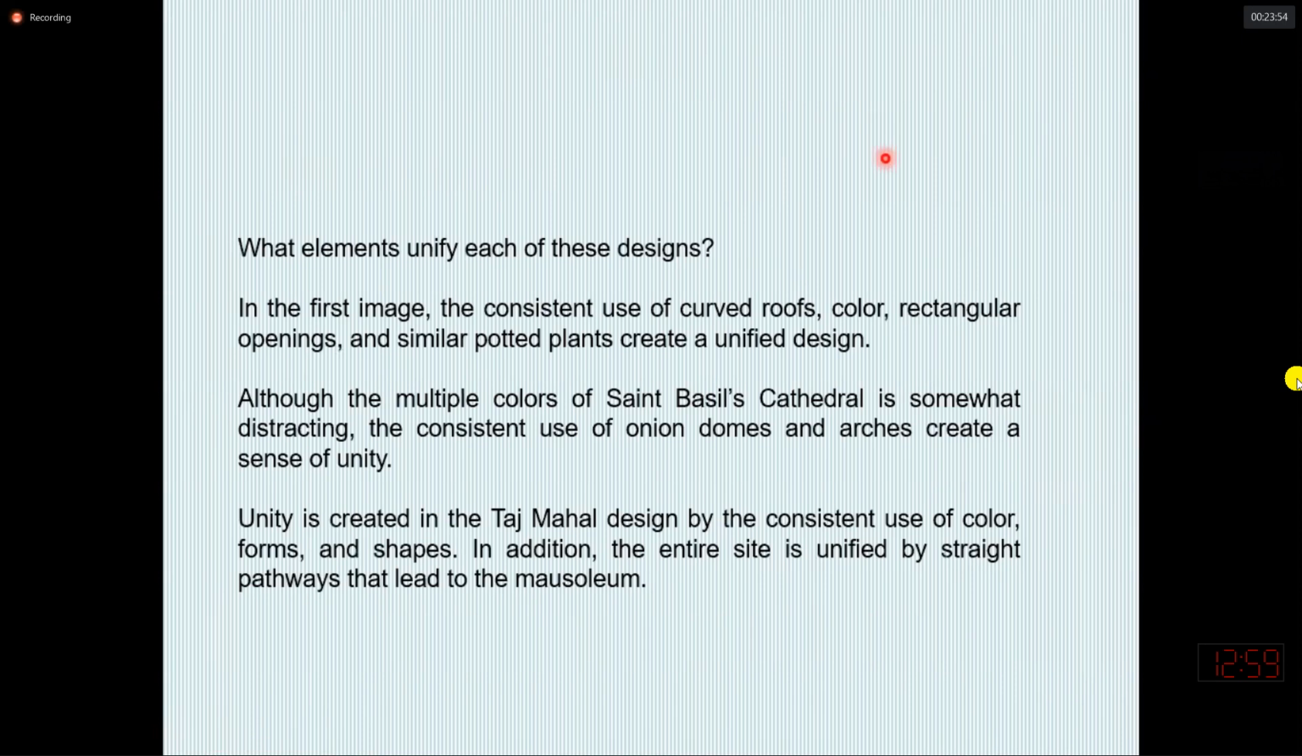So what elements unify different designs? In the first image, we have seen the curved roofs in the Chinese building. Then we see multiple colors and consistent use of onion domes and arches that create a sense of unity. Then in the Taj Mahal, we have seen the use of white color. Similar shapes and forms are used in the entire site, and the pathway leading towards the mausoleum is also one of the reasons it creates focus on this building.